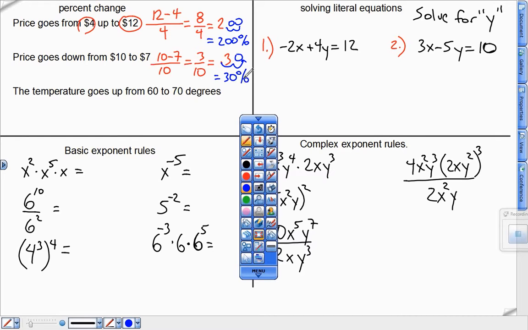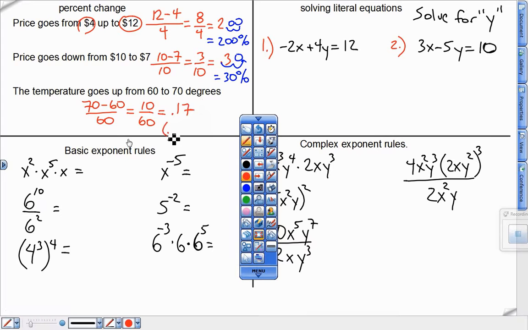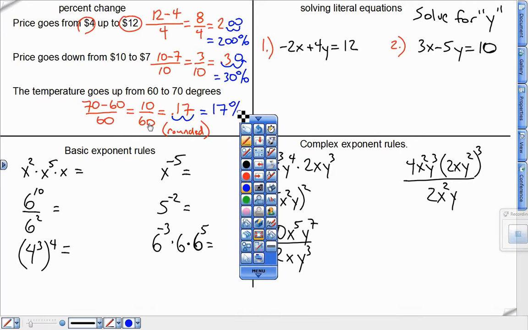All right, up from 60 to 70. Again, find the change. 70 take away 60 gives me the change, divided by the original temperature, which was 60, gives me 10 over 60. If I do 10 first, divided by, and then type in 60, I get the decimal 0.166666. Rounding that to 2 decimal places gives me 0.17. Again, you got 0.16666 forever, and that 6 rounded the number up to a 7. That changed to a percent is 17%.